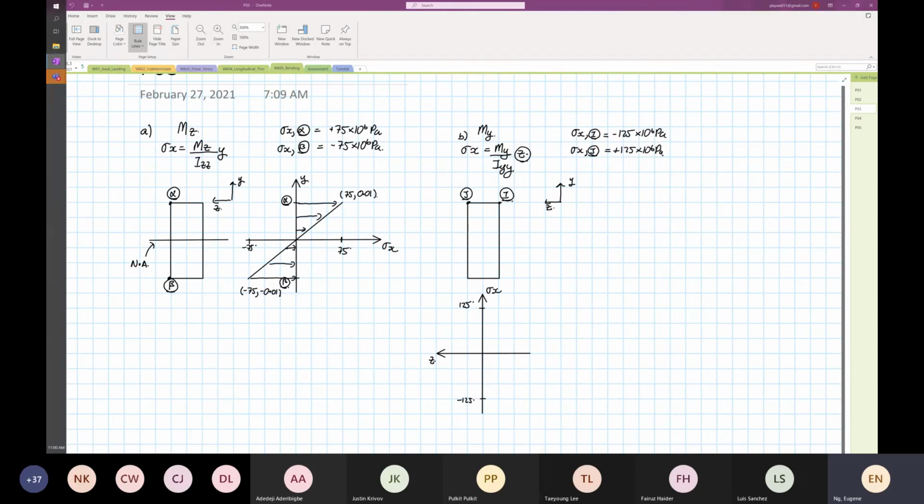Let me see. J is in tensile. Wait, let me check. Yep, J is in tensile. Okay. And then I is in compression. Okay, I is in compression. So you draw a straight line.